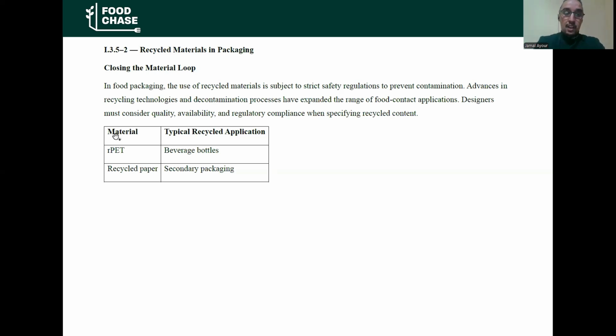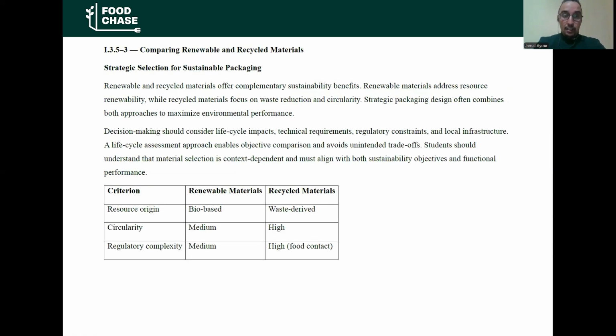For example, recycled polyethylene terephthalate is typically used specifically for beverage bottles, and recycled paper for secondary packaging. So the choice of the material is one of the biggest questions that industry asks when developing the formulation of their packaging.